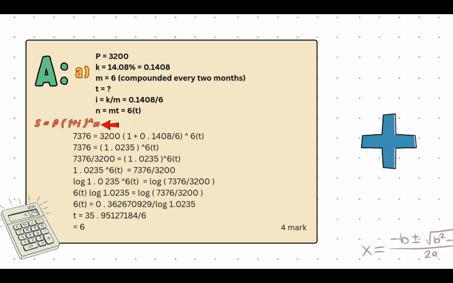Using the compound interest formula, S equals P multiplied by (1 plus I) to the power of N. After substituting the values, 7,376 ringgit equals 3,200 multiplied by 1.0235 to the power of 60. After dividing both sides by 3,200, the result is 2.305 equals 1.0235 to the power of 60. By using logarithm and solving the equation, the value of T is 6 years.